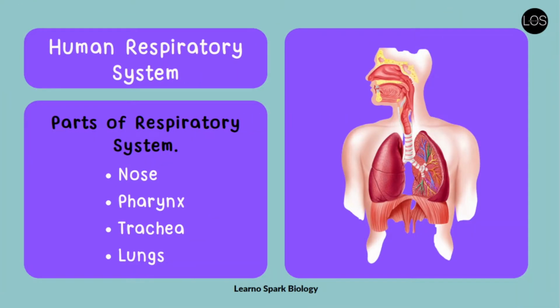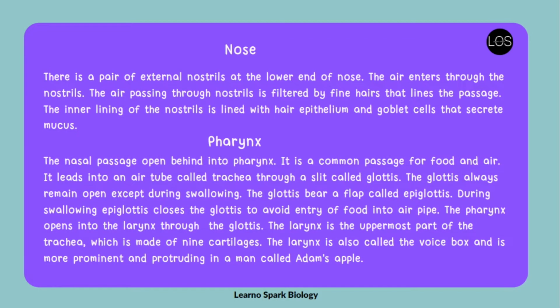Now let us move on to the last topic of this chapter, that is human respiratory system. First of all, we will talk about parts of respiratory system. So what are the parts? Nose, pharynx, trachea and lungs. So these are the 4 main parts of human respiratory system and we will be discussing these parts individually. So let's start with nose.